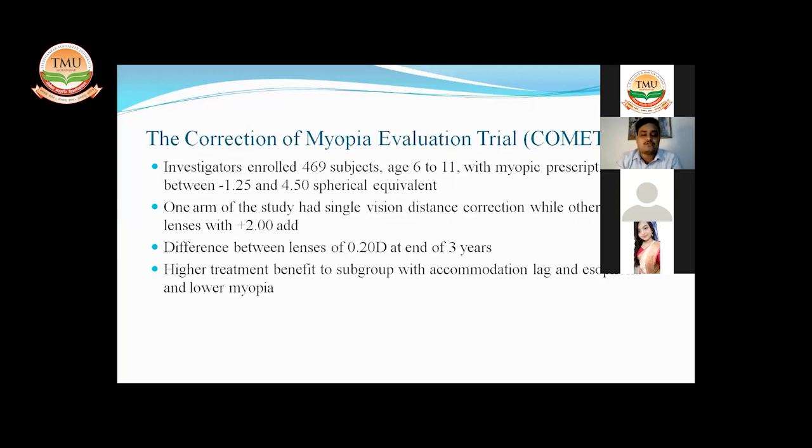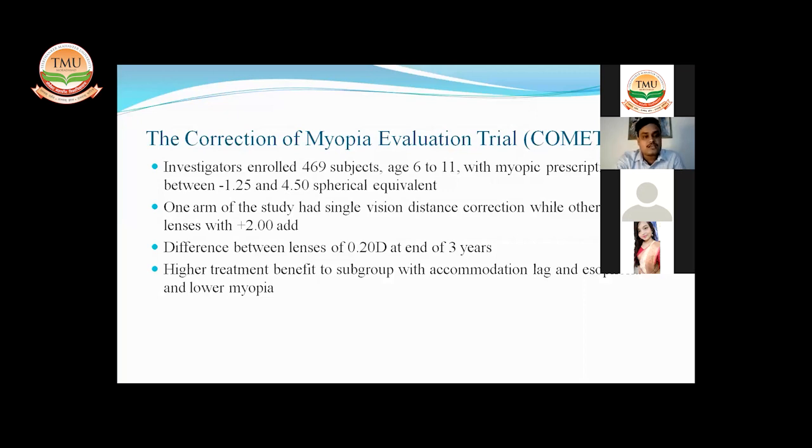The Correction of Myopia Evaluation Trial, the COMET study, enrolled 469 subjects aged 6 to 11 with myopic prescriptions between minus 1.25 and minus 4.5 spherical equivalent. There were two groups. One arm of the study had a single vision distance correction, while the other had progressive addition lenses with plus 2 diopter additions. The difference in the result was only 0.20 diopter at the end of 3 years of evaluation.